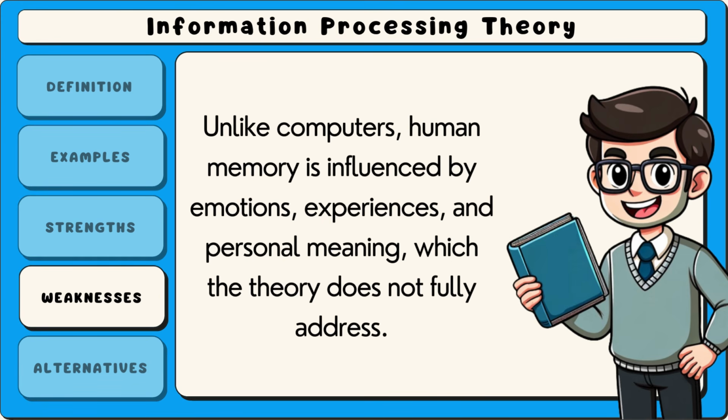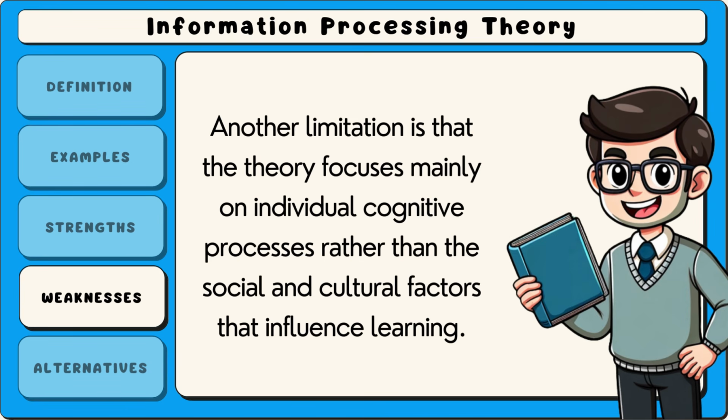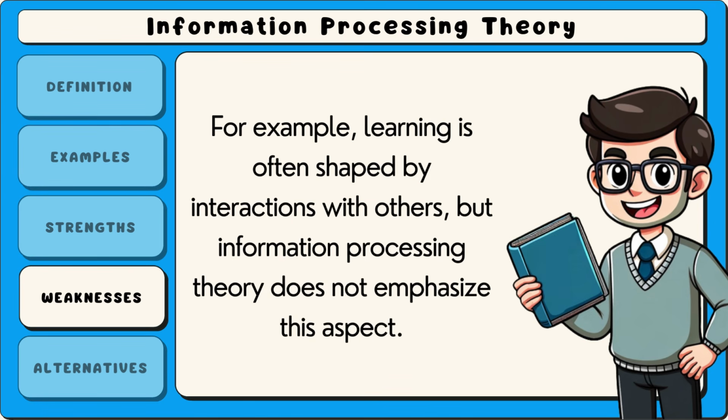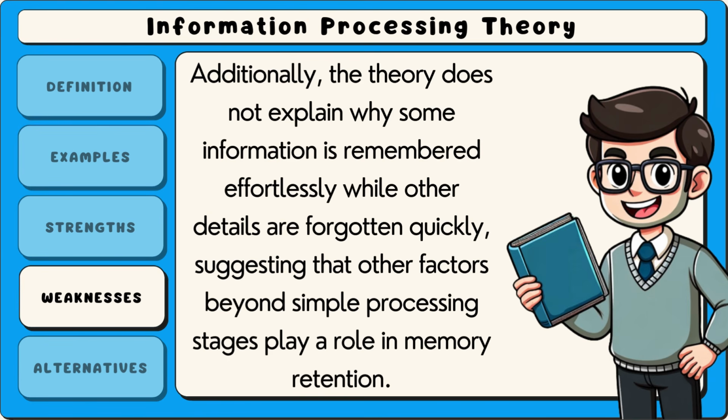Another limitation is that the theory focuses mainly on individual cognitive processes rather than the social and cultural factors that influence learning. For example, learning is often shaped by interactions with others, but information processing theory does not emphasize this aspect. Additionally, the theory does not explain why some information is remembered effortlessly, while other details are forgotten quickly, suggesting that other factors beyond simple processing stages play a role in memory retention.